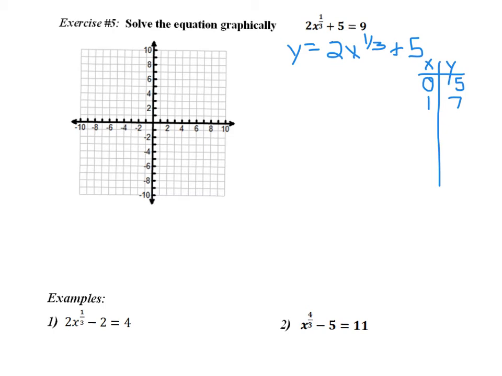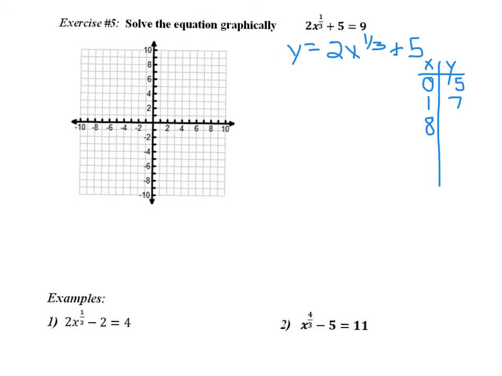Now, when I think about the numbers that come next, 2, 3, 4, none of them are perfect cubes. So it would be difficult for me to find the exact value of the cube root of those numbers. And that's what I'm doing if I've got x to the 1/3 power. So what I'm going to do is think about the next number that is easy to take the cube root of. And I know that 8 is a perfect cube, so I'm going to use that number next for x.